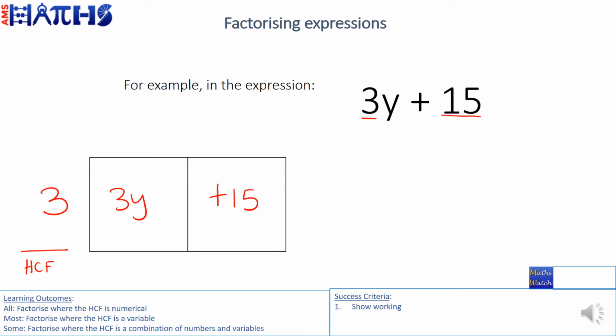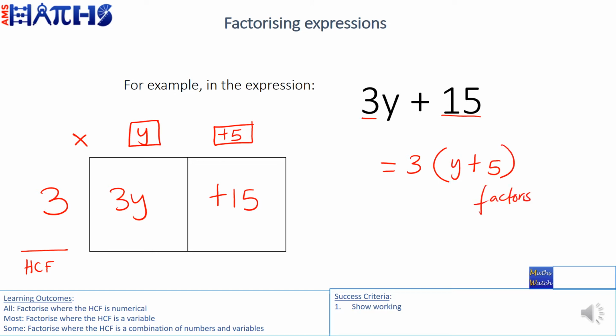And all we need to do, remembering from our expanding brackets, we had to multiply some terms. So what we need to do is find out 3 times what is going to give us 3y, and that's y. We also need to find out 3 times what is going to give us this 15. 3 times 5. So it's a positive 5. So we'll write plus 5. So then when we factorize, our answer is going to be our highest common factor 3, then bracket the two terms that we got on top, y plus 5. And we have factorized.